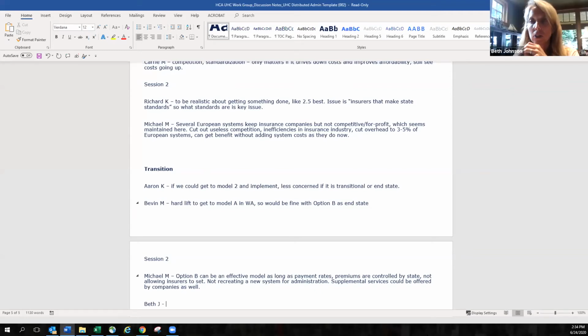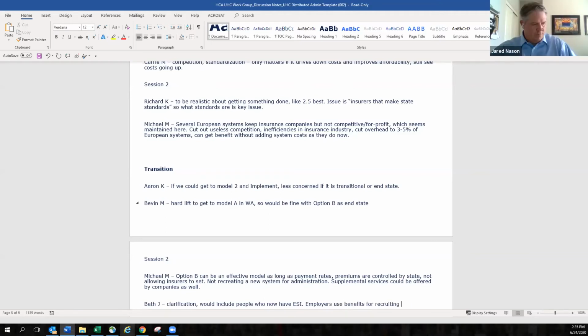There we go. This is just a question, a clarification. Does this model suggest there isn't employer coverage? That everyone is covered through the state? Right. Yes. Because with all our large employers, you know, Microsoft, Amazon, Nintendo, who sometimes use benefits as a recruiting option and retention, I don't know how successful we'd be in having large employers opt into this when they're multi-state.